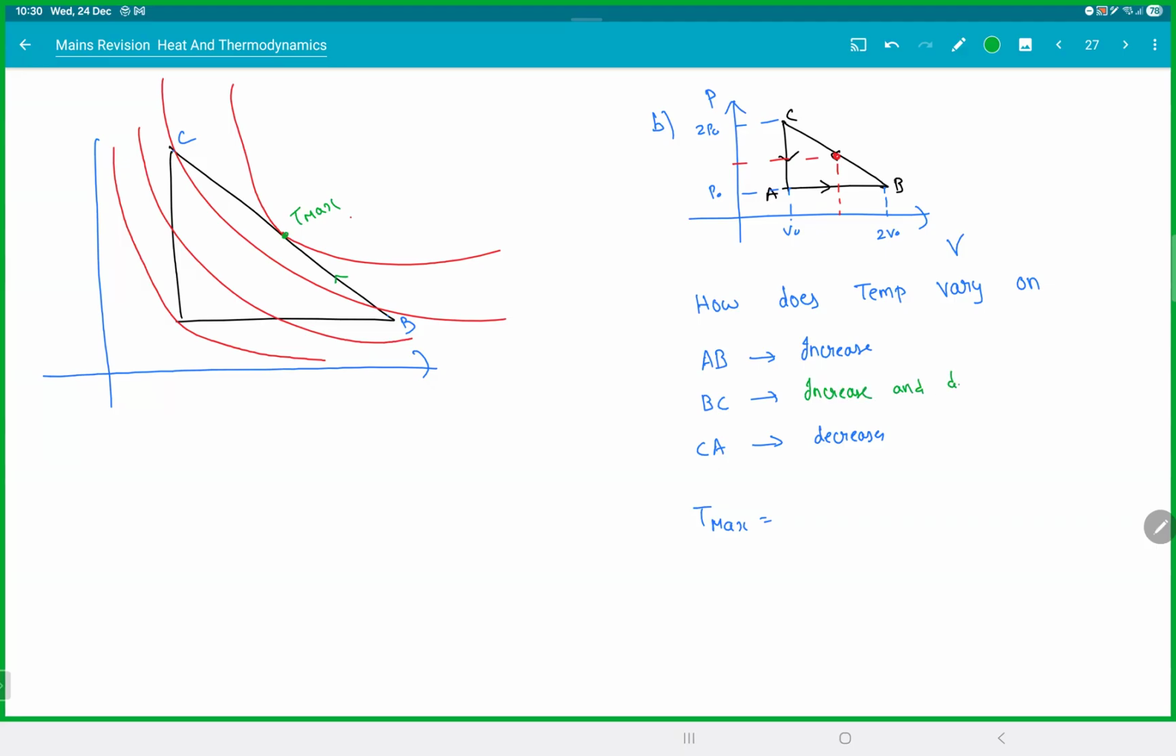And luckily the graph is very symmetrical. The maximum temperature happens at the midpoint. The coordinates will be 3V0 by 2 and 3P0 by 2. You should check out the class notes question where I gave you an unsymmetrical graph. You have to find the equation of the line and then do maxima-minima. That was a mess. So this was 3P0 by 2 into 3V0 by 2 by nR. That's your maximum temperature. Clear with this? So you can play like this.